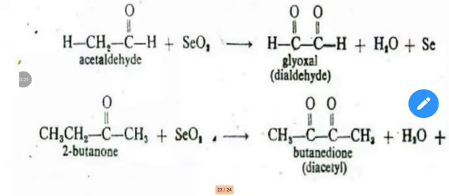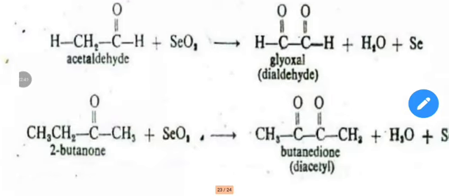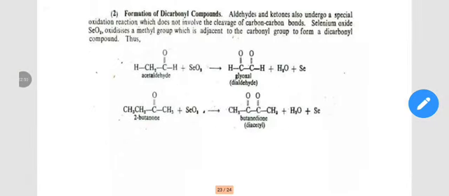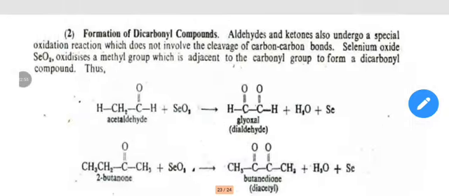For example, 2-butanone is reacted with selenium oxide to form CH3 C double bond O CH3 plus selenium oxide gives CH3 C double bond O C double bond O CH3. That is butanedione or diacetyl.